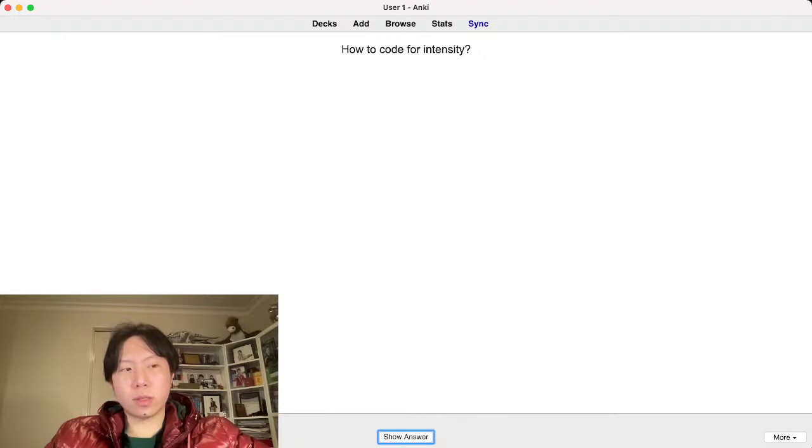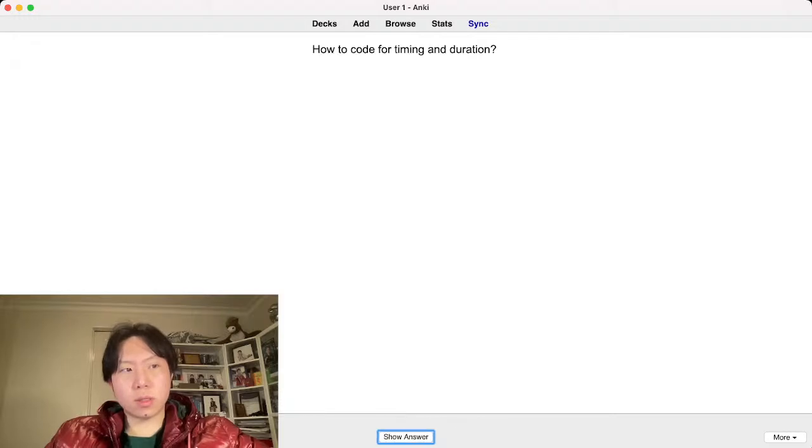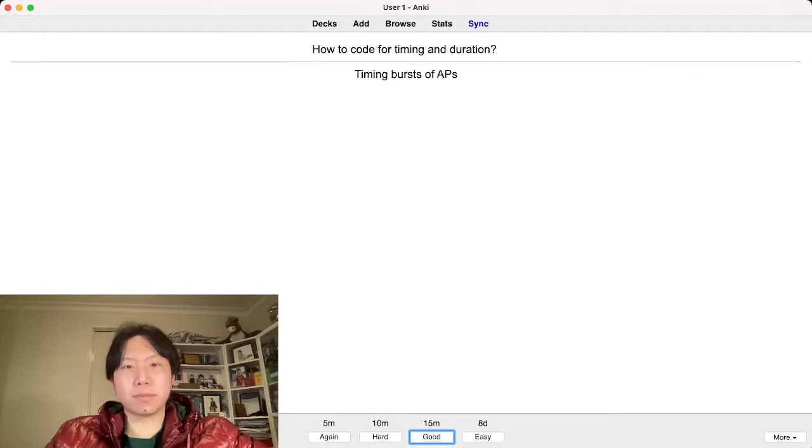How to code for intensity? Code more, can't you? Yeah, one neuron fires more, or you activate more neurons. I don't know. Timing. Oh, okay.